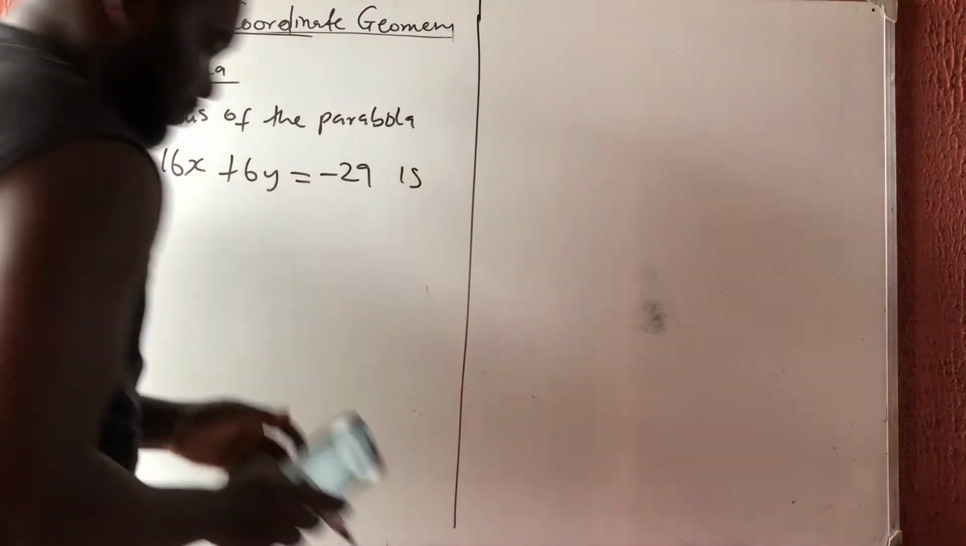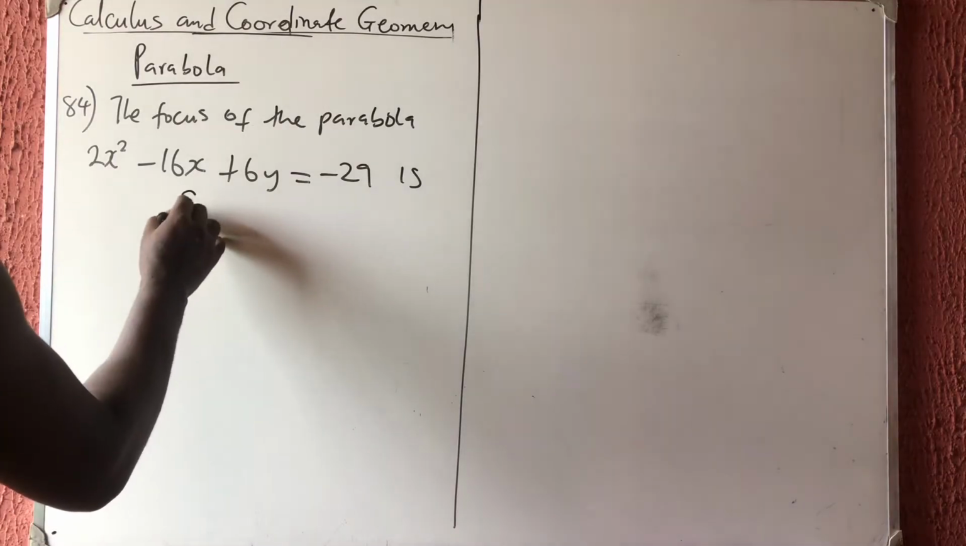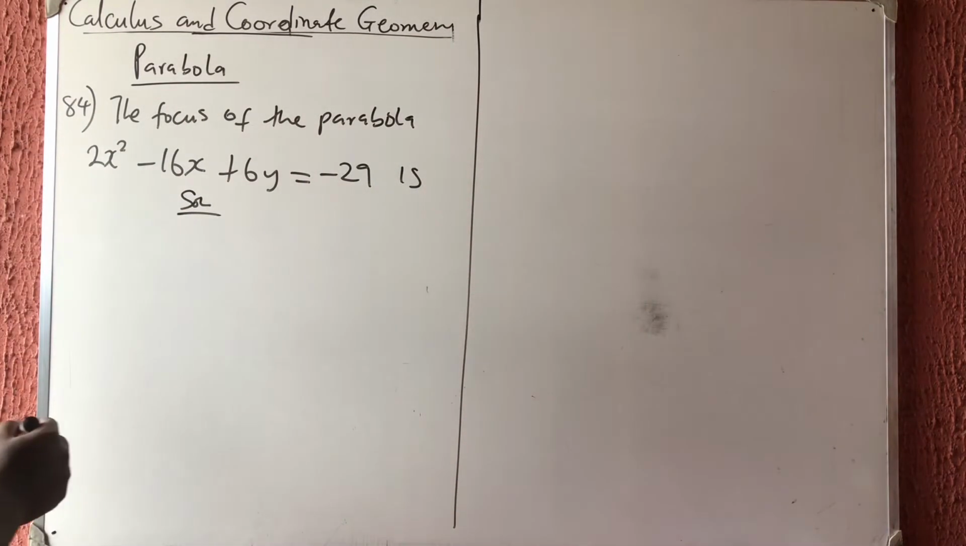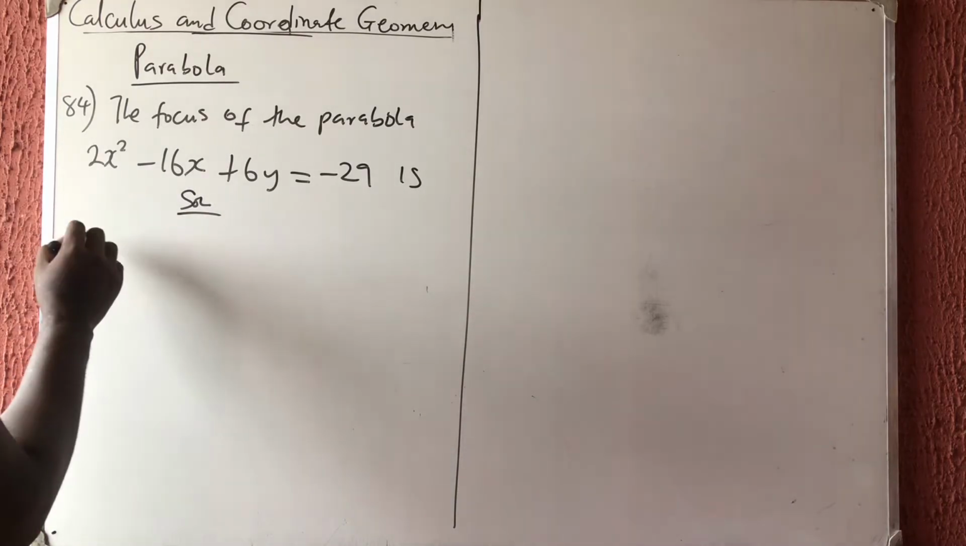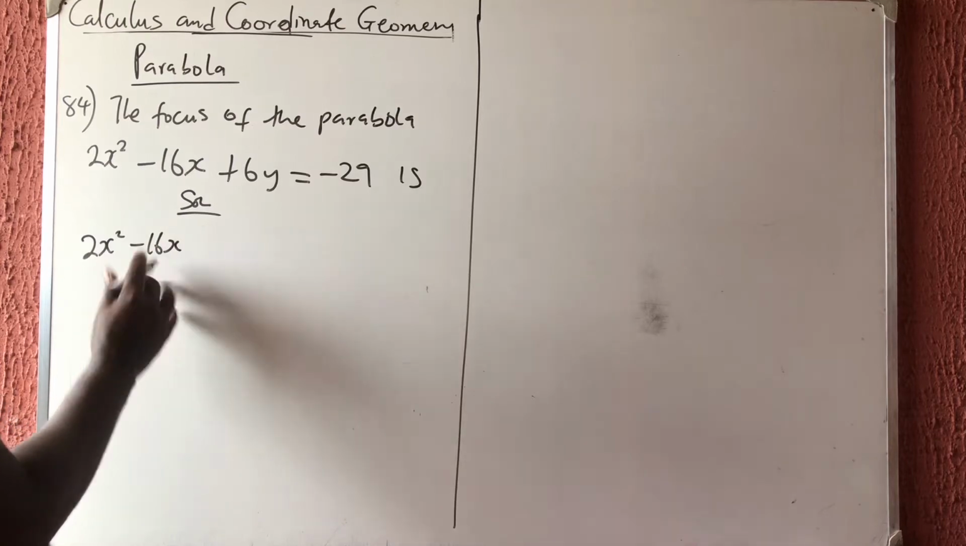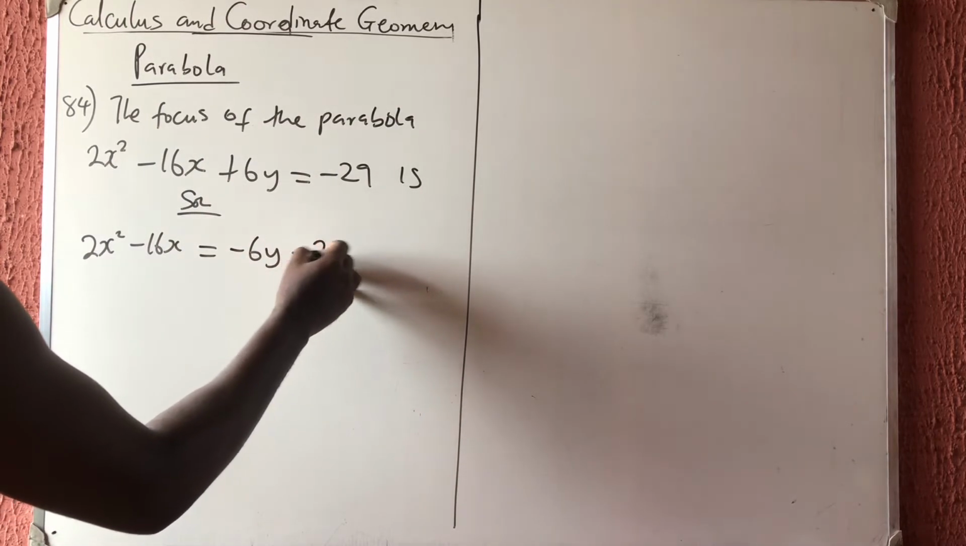Okay. So now let us solve. Solution: First of all, we have to make it look like a parabola. So anyone that has square should be one side. So I have 2x squared minus 16x. These are the family of squared. So this one should go here: minus 6y, then minus 29.